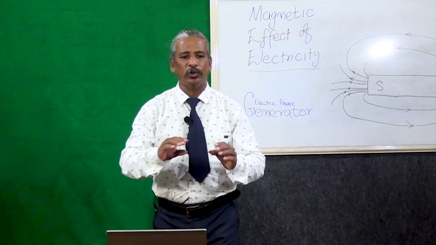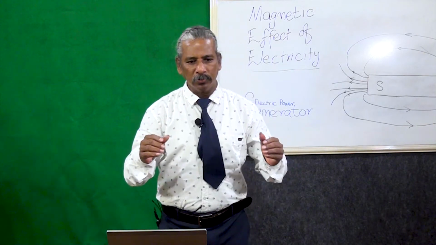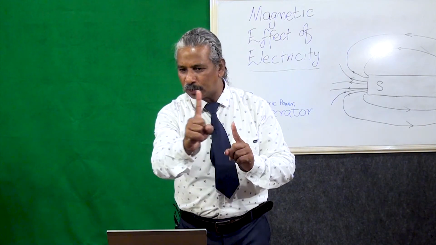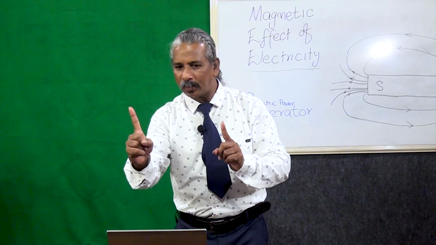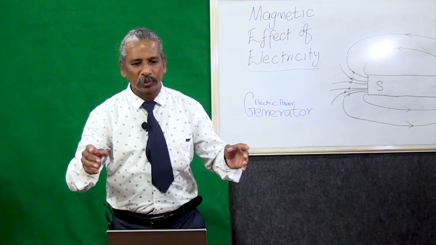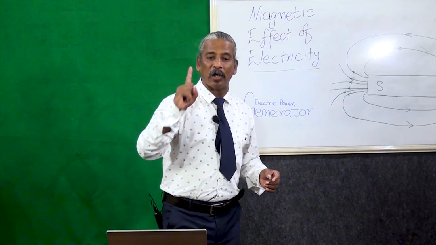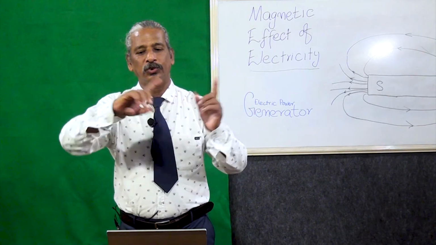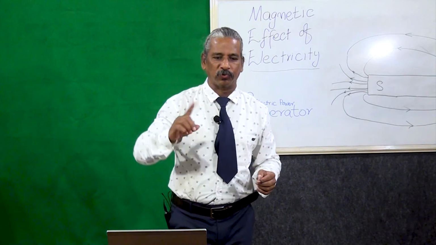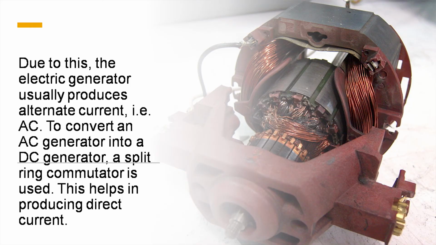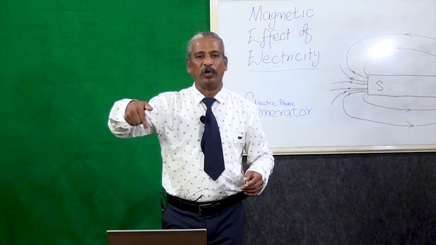The direction of induced current changes when the armature crosses the halfway mark. In a rotation, when it reaches a halfway point and enters the next half, the direction changes. Thus, the direction of current changes with every half rotation. So, however many rotations there are, that many changes of direction of the power there are. Due to this, electric generators usually produce alternate current, AC we call it in short.